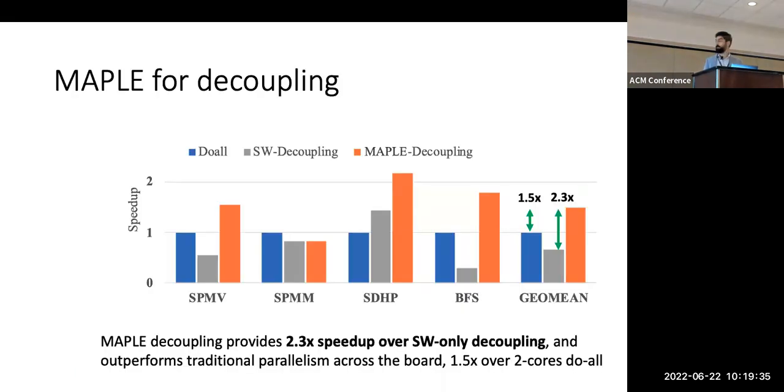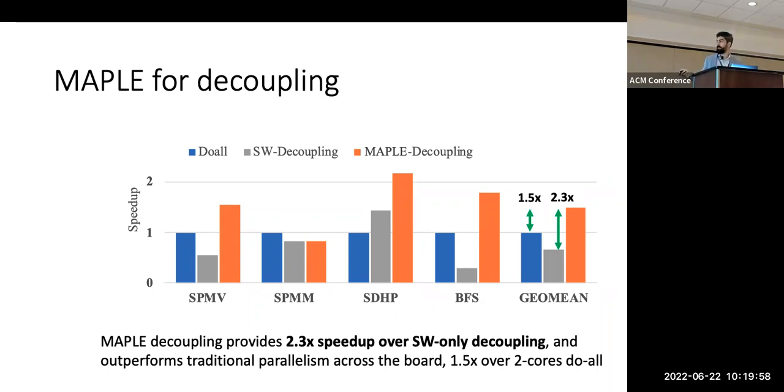Here we are comparing the same decoupled program using the Maple API implementation targeting the hardware and a shared memory implementation of that same API. We normalize it to the speedup of the traditional dual parallelism. The y-axis shows the speedup that we obtain with these workloads, and then the geo-mean speedup.